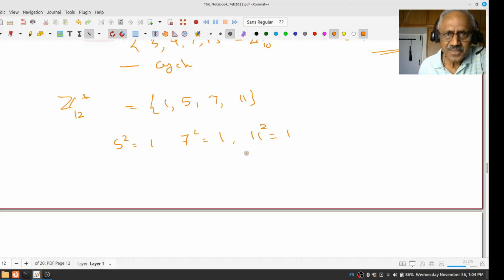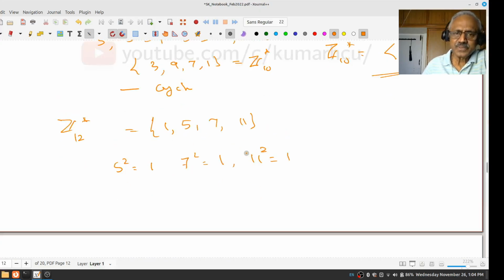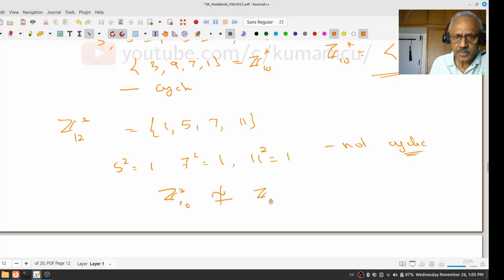Right? So, now, therefore, this is not cyclic. Therefore, Z10 star is not isomorphic to Z12 star.